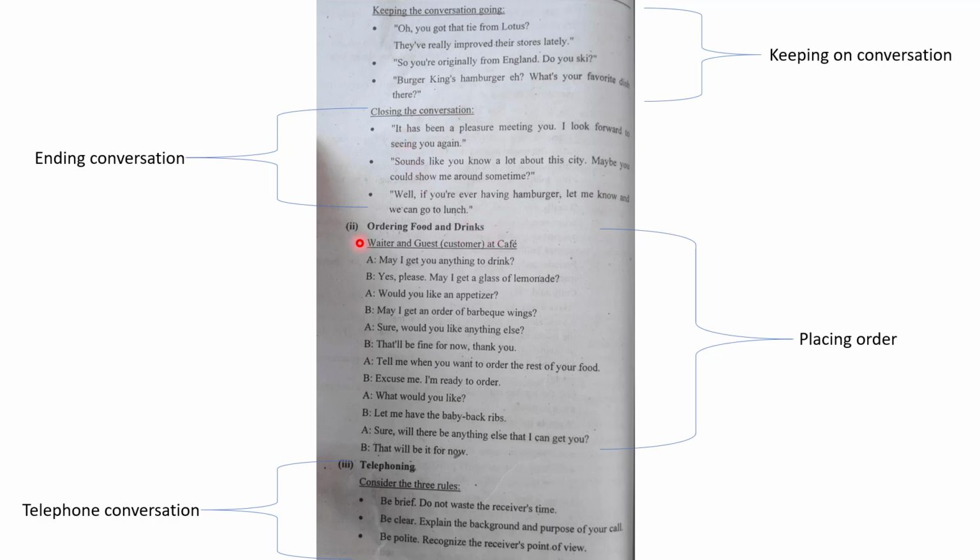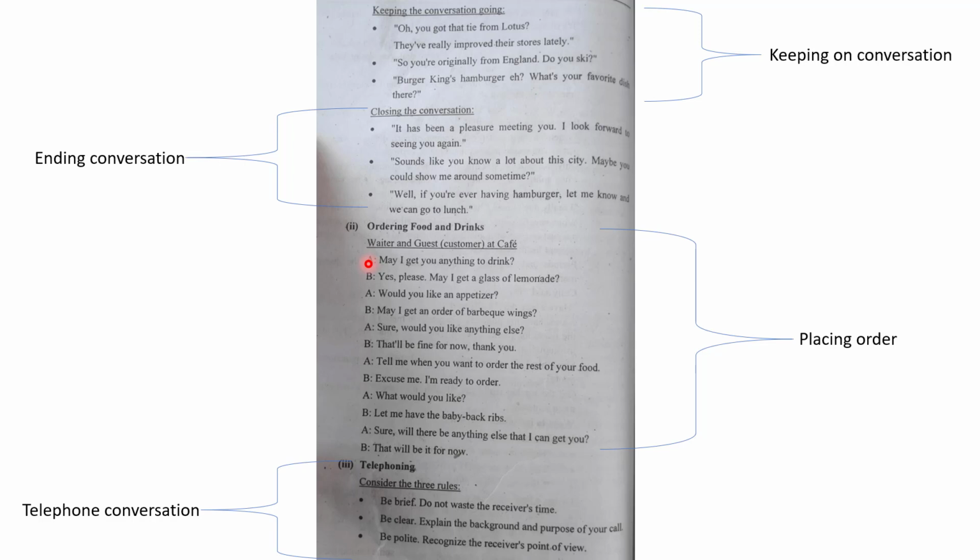So the next thing is ordering food and drinks, or generally placing an order. We are not quite used to talking in a proper manner with the waiters and the managers while ordering anything, but there is a certain etiquette associated with placing an order for food and drink. For example, there is a conversation provided between a waiter and a customer at a cafe. So we'll just see.